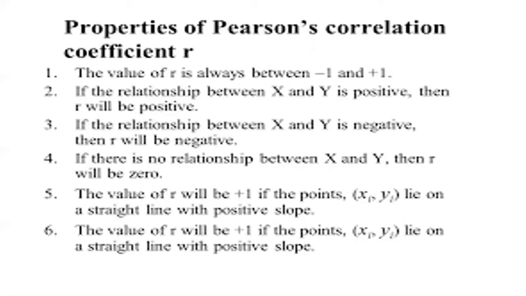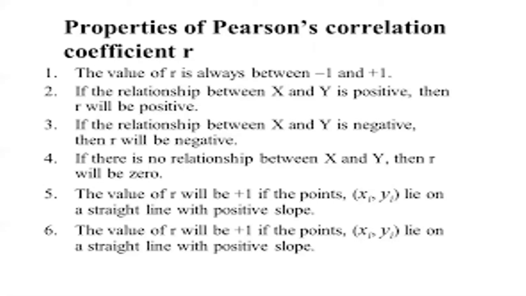In very simple terms, it is expressing that if X and Y are positively correlated, R will be positive. If they are negatively correlated, it will be negative. Then the fourth one is if there is no relationship between X and Y, then it will be 0. There is no correlation, then the value will be 0.